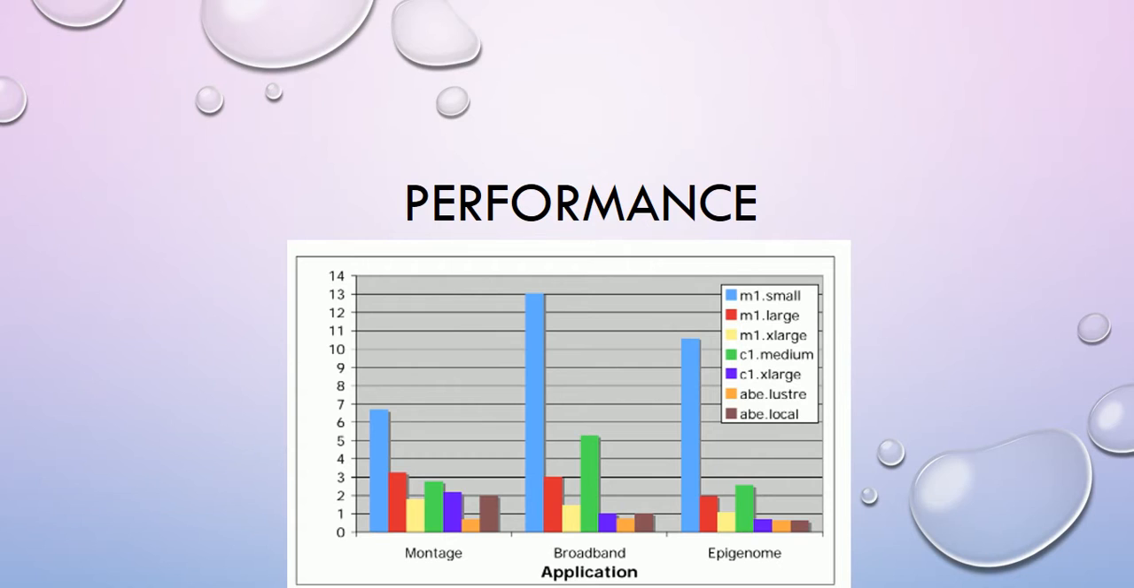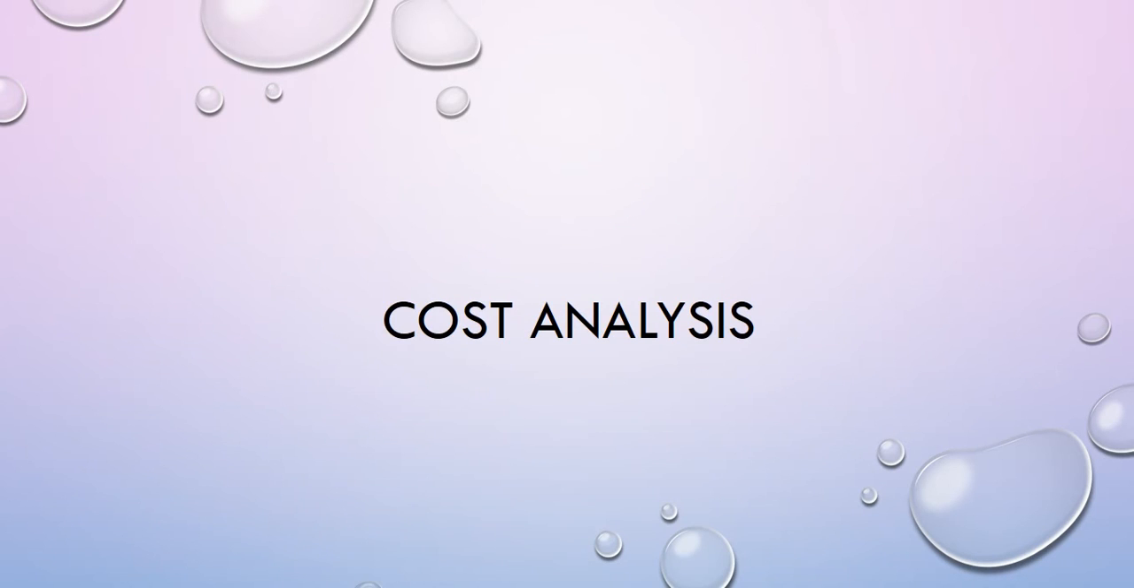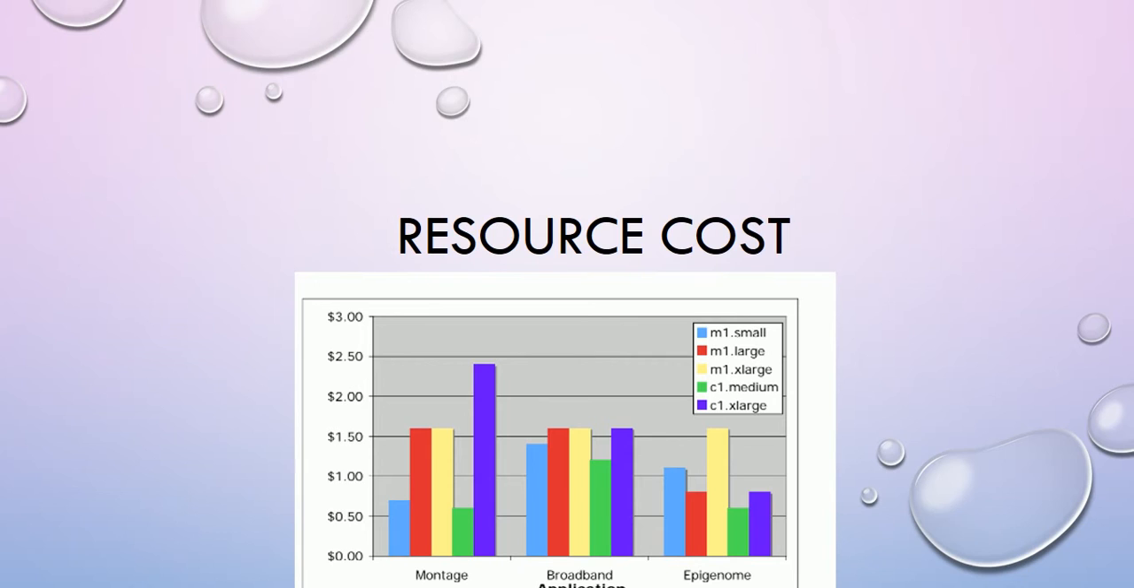So you can again see the performance by looking at the bar graph, so that you can compare. Now comes the cost analysis. We consider three different cost categories. The first one is resource cost. The second one is the storage cost, and the third one is the transfer cost.